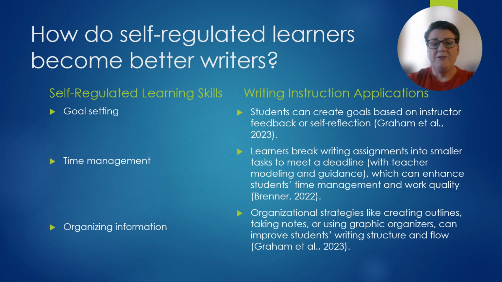We know through research that self-regulated learners can improve their academic performance across all disciplines. We also know that there are some specific strategies that can help students to improve their writing skills. And the first area that we'll talk about is goal setting. Students can create goals based on their instructor's feedback, peer feedback, and also their self-reflections.